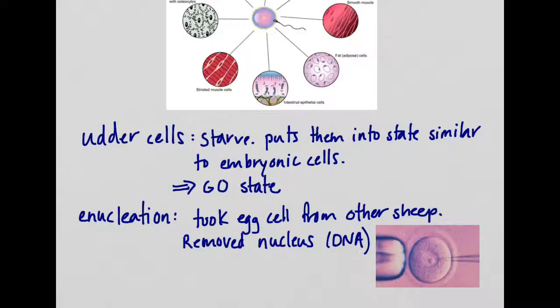So here's an image showing you that here is our egg cell, here's the needle that we're sticking into it and removing this area here, which is the nucleus. This portion over here is just holding the cell in place so that we can stick the needle in to remove that nucleus.